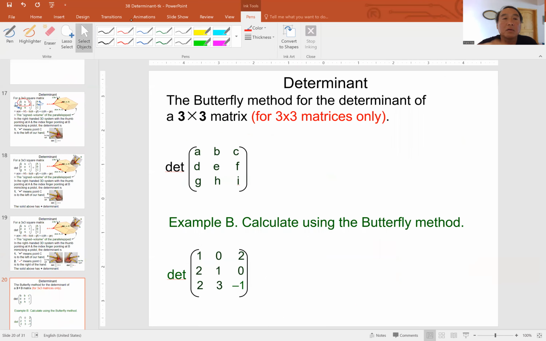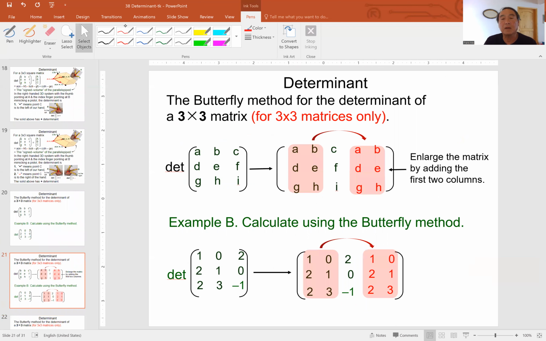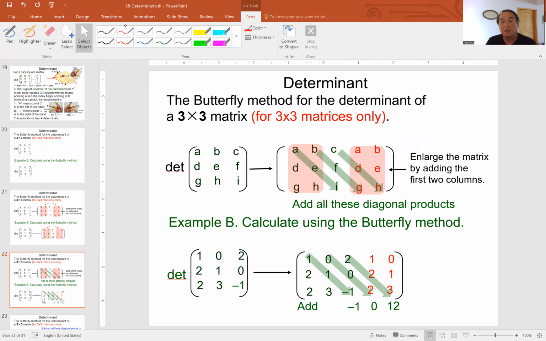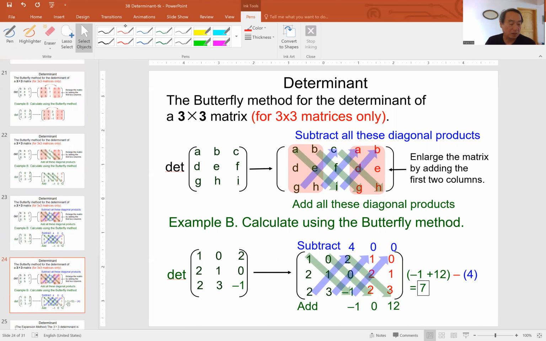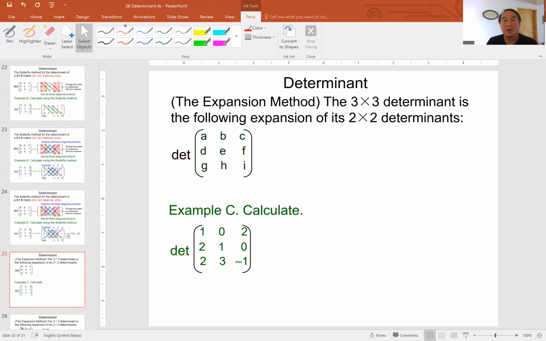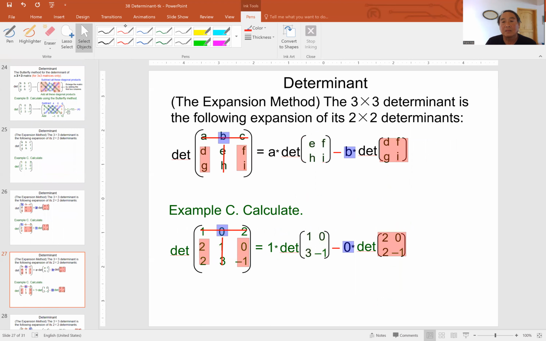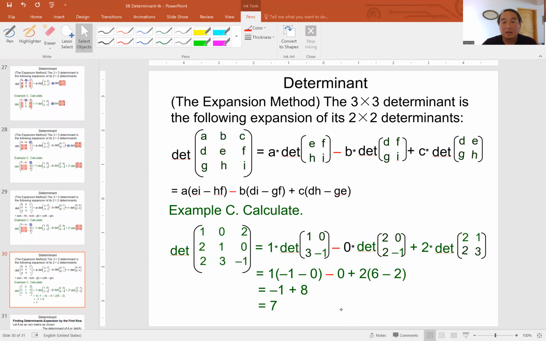And okay, for a 3 by 3 matrix, how can I calculate it easily? You do this butterfly method: you move that over, and then you add the diagonal downward products, subtract the diagonal products upward, then you get a number. Then you have the expansion method, where you expand across the first row, take the entry times the determinant of what's left, minus the second element times the determinant of what's left, and so on. You get the same number. And this is how to take determinants. Okay.